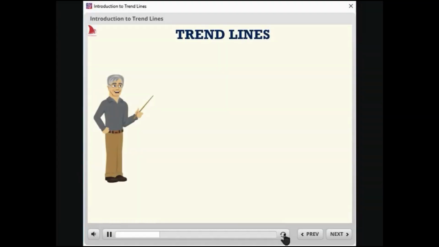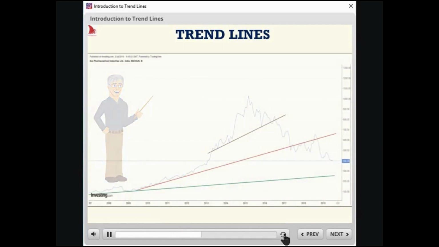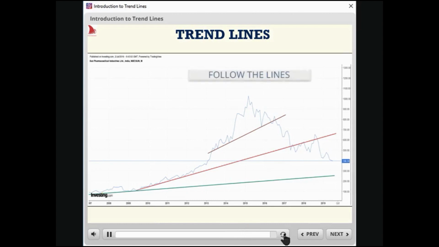The first part of my series covers analysis of price movements, better known as technical analysis. It's both a science and an art. The first module of my course covers the most important aspect, trend lines. These are used by traders, investors, and algorithms on all time frames and establish support, resistance, and breakout levels for the price movement. Follow the lines.